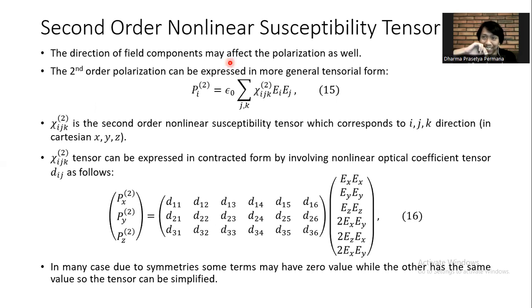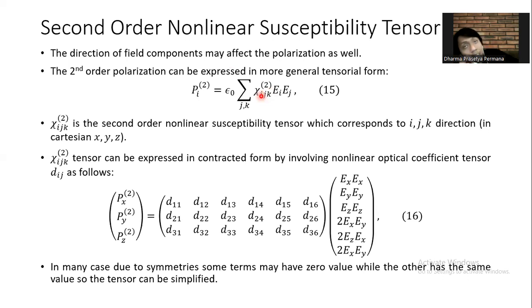This is what I mentioned before in answer to Farhan's first question. When we see equation number 15 here, we can see more clearly that the second order process does not only happen to E squared, but instead it is a tensorial summation of the electric field and the second order susceptibility tensor.